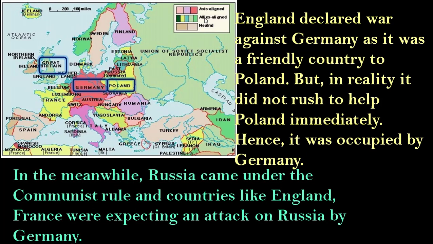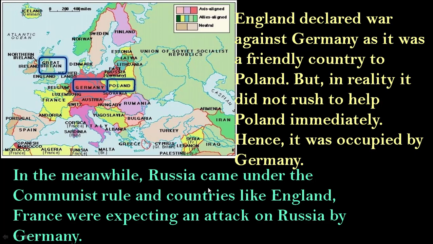England declared war against Germany as it was a friendly country to Poland. As we get the information, Germany attacked Poland. So as Germany declared the war, Great Britain declared war against Germany as it was the friendly country to Poland. But in reality, it did not rush to help Poland immediately. Hence, Poland was occupied by Germany.